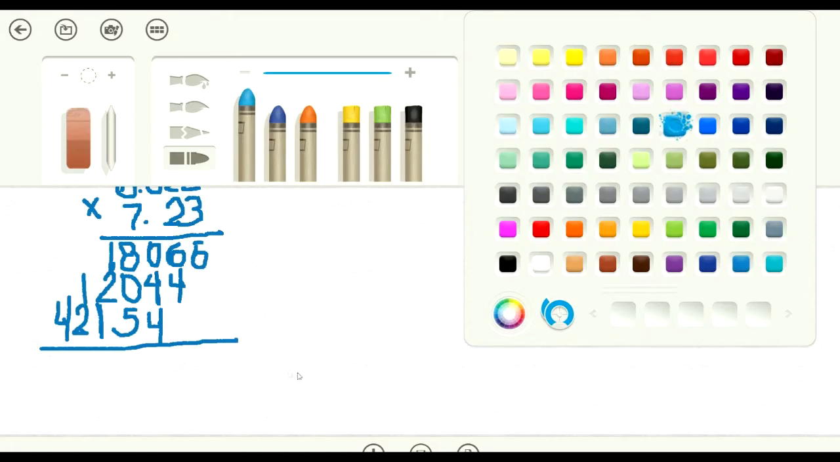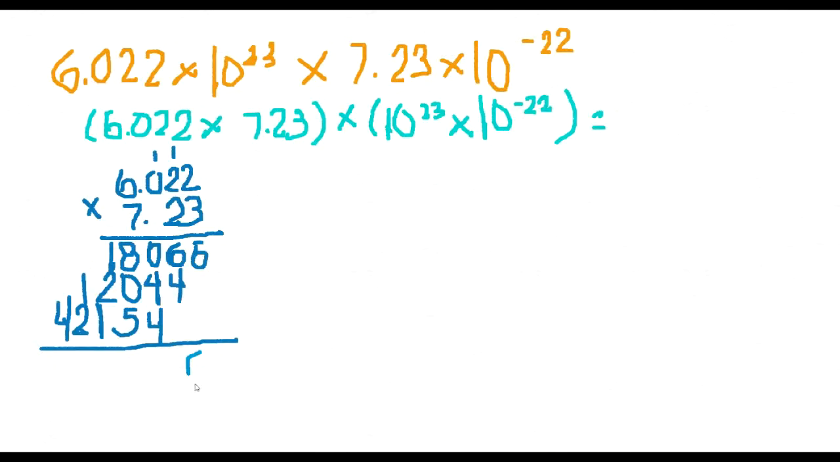Okay, let's add these. 6, then 10, carry 1. 4 plus 4 plus 1 is 9. 8 plus 5 is 13, carry 1. Then 5. 2 plus 1 is 3. Bring down that 4.